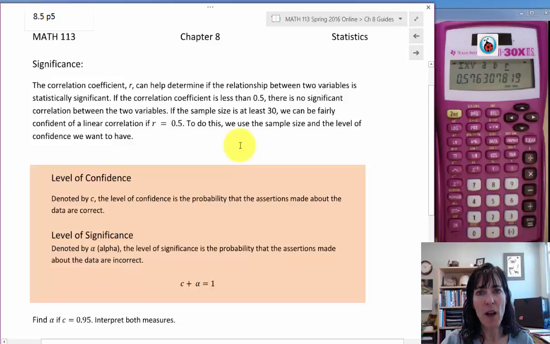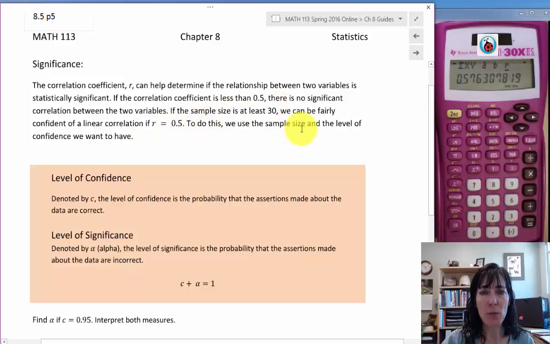So when we find that correlation coefficient, the r, we can use it to help us determine if the relationship between two variables is statistically significant. If the correlation coefficient is less than 0.5, there's probably not going to be a significant correlation between the two. But if the sample size is at least 30, we can be fairly confident of a linear correlation if r is equal to 0.5.